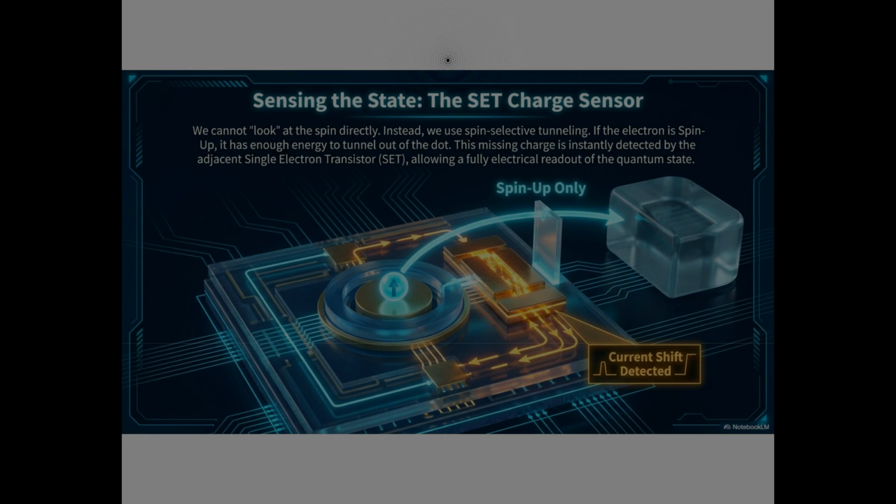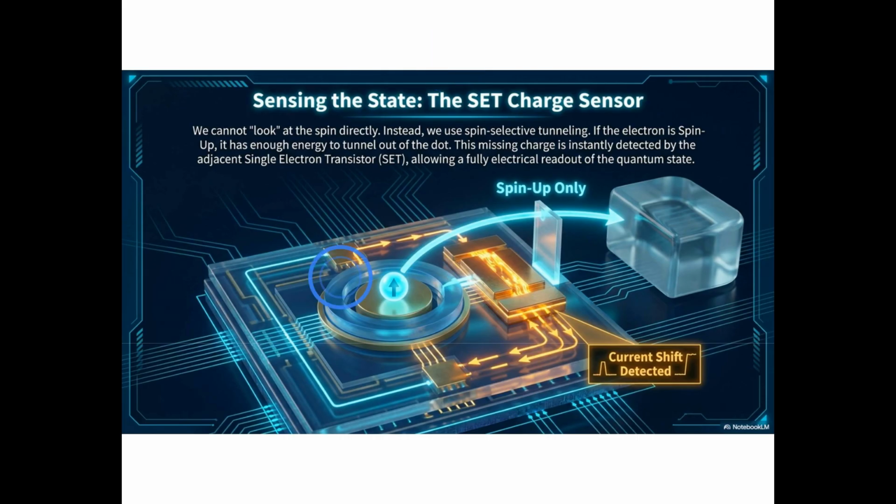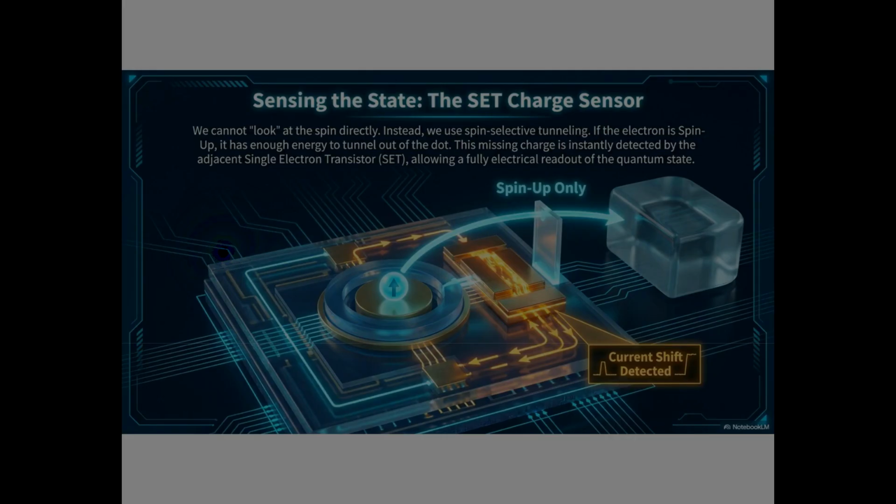The solution is this device, the single electron transistor, or SET, shown here as the central gold structure on the chip. It is an ultra-sensitive electrometer that can detect a charge change smaller than a fraction of an electron. Here is how readout works. A voltage is applied to lower the tunnel barrier just enough that if the electron is in the spin-up state, it has sufficient energy to tunnel out of the quantum dot.